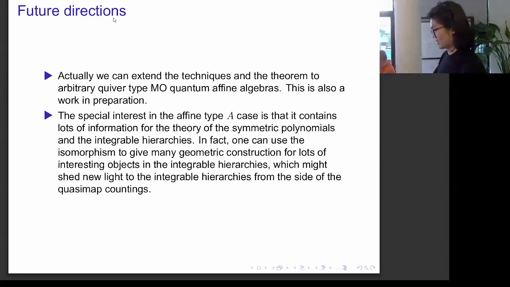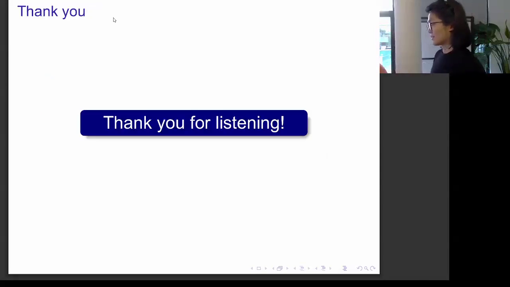This is a quasimap analog of the story for Gromov-Witten theory and integrable hierarchies. But it is a little different, because in this case most of the quasimap counting is for non-compact objects, while in Gromov-Witten theory it is usually for counting compact objects. Yeah, I think that's what I want to say today. Thank you very much.